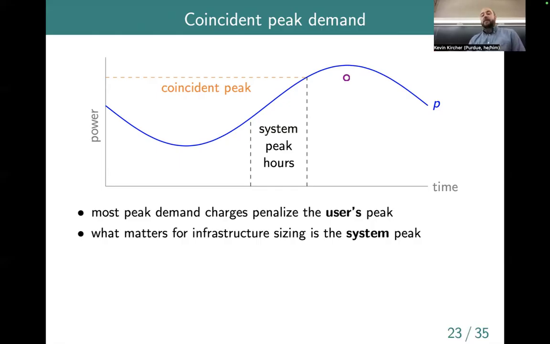We don't really care. What we really care about is the loading that you're putting on the infrastructure during this critical time. And so there they might take the maximum only over these hours. The orange line here is showing the highest value of the blue curve that we see during this highlighted window.